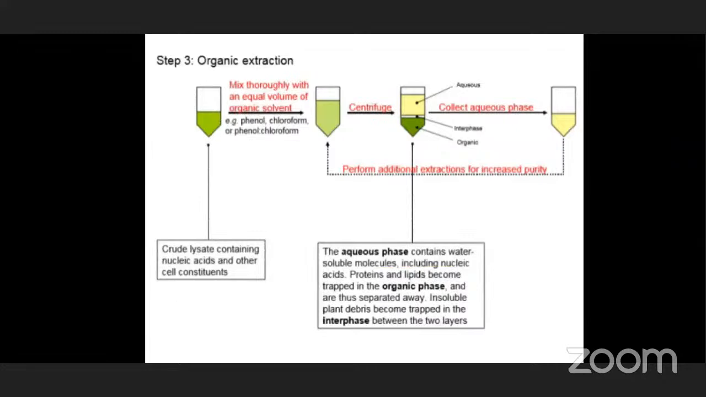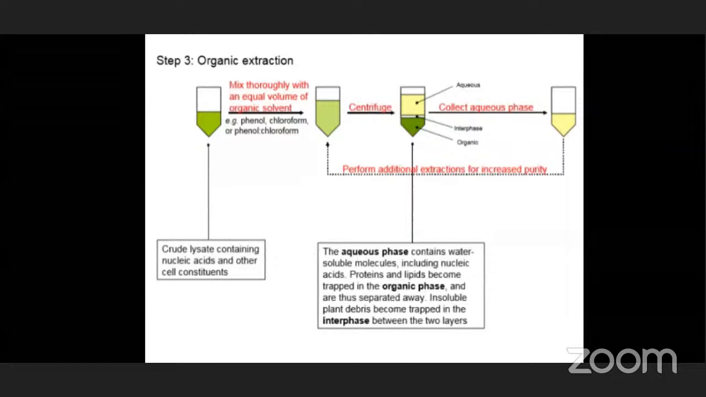Okay, this slide shows the organic extraction method. First, crude lysate containing nucleic acids and other cell constituents. Lysate means homogenization. For blood, this is not required. If tissue is there, lysis is required. Then mix thoroughly with an equal volume of an organic solvent, for example phenol, chloroform, and phenol chloroform.